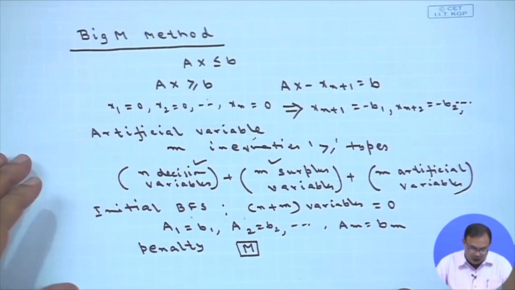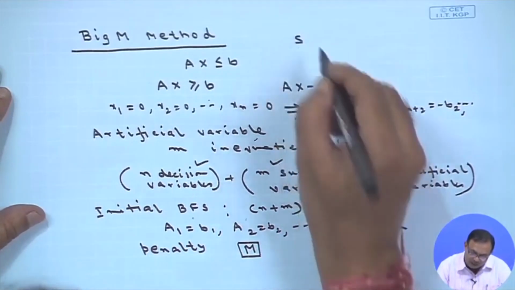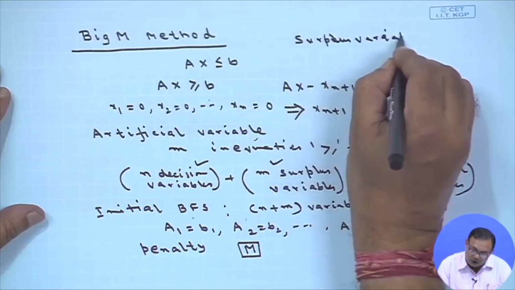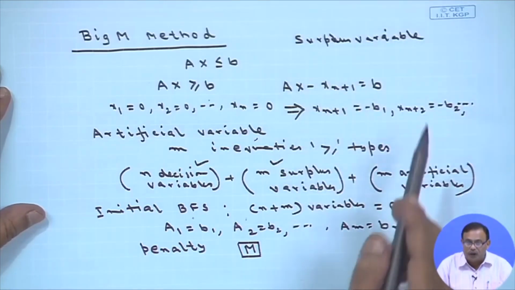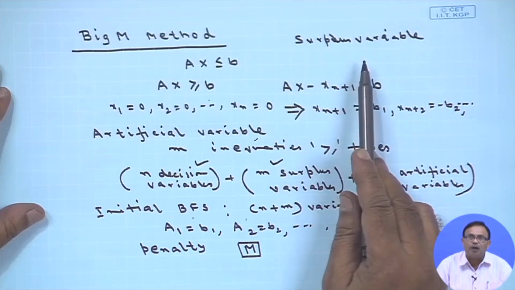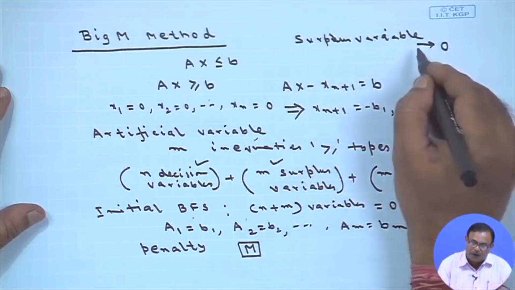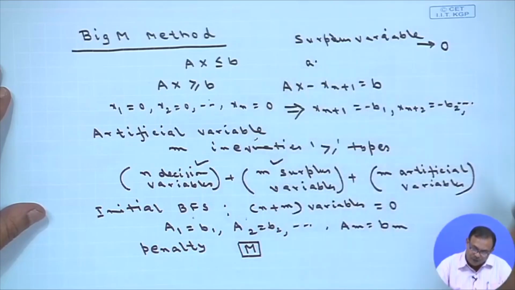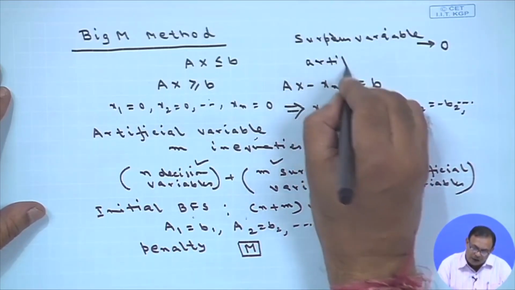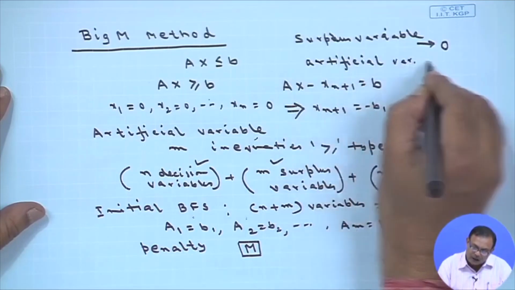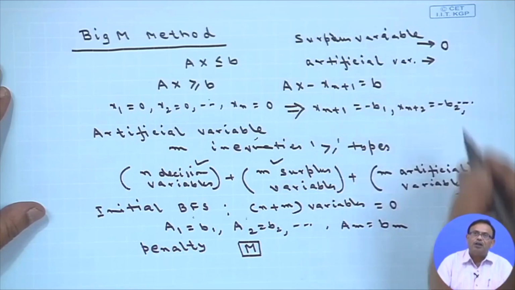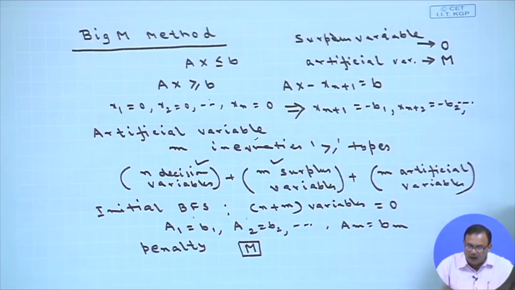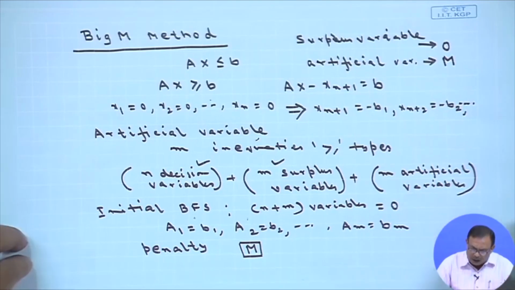So, please note here that for a surplus variable, the coefficient of the surplus variable in the cost function will be 0, whereas if you have the artificial variable, in that case the coefficient we are attaching in the cost function is a very high value, which we are calling capital M. So, how will it look now?